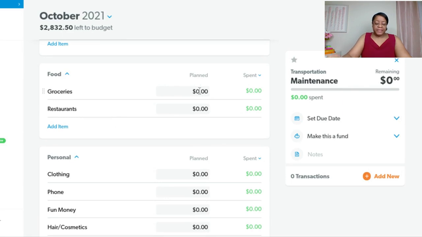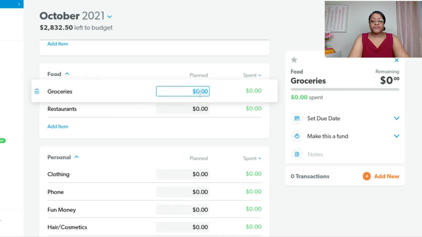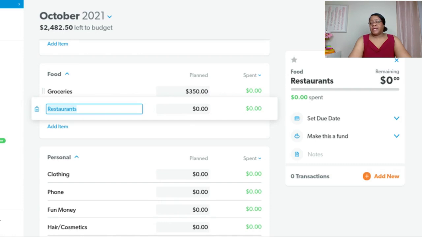Groceries. Back then, I was giving myself $350. It didn't matter how many weeks were in a month, it was just a flat $350. Since I get paid every week, that's about $70 a week. You can break this out and say grocery week 1, 2, 3, 4, 5, if that's what you choose, but I'm just going to leave it as one big piece.